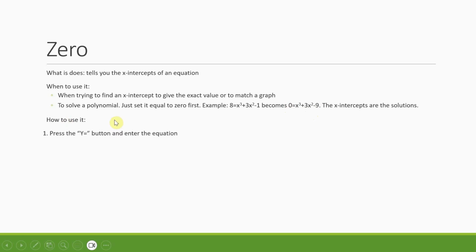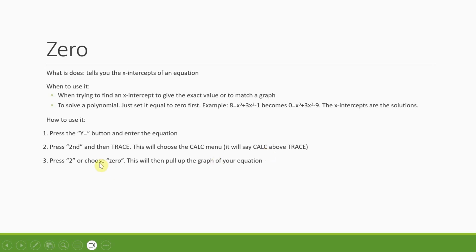So how do I do this? Press the y equal button, enter your equation, like always. Press the second button, and then trace. That's going to go to the calc menu. So you're going to see calc in blue above the trace button. Then you're going to see a list of functions.